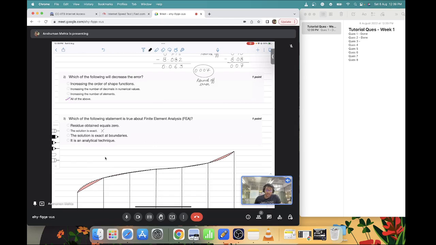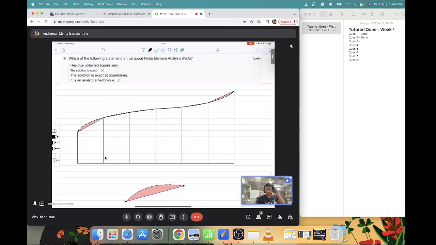Now, the solution is exact at the boundaries. We look at what it means. It's an analytical technique? No, it's a numerical technique. The two options are already crossed out. First, the solution is exact? No, the solution is a numerical solution. It's the approximate solution. And it's an analytical technique? No, it's a numerical technique.